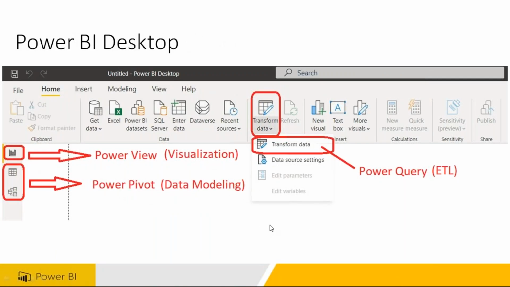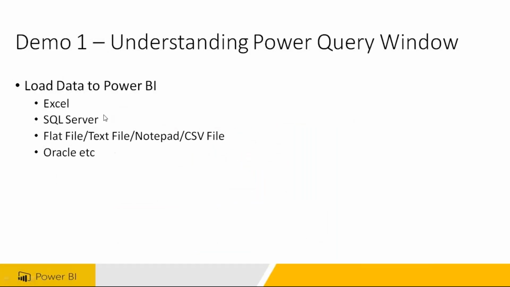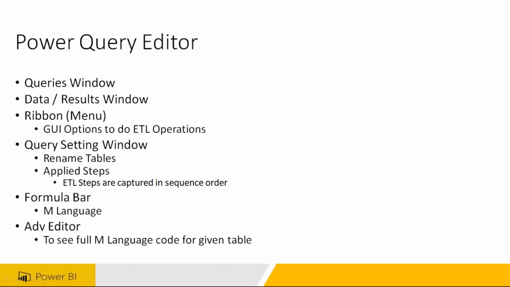So this is what we worked on: transform data, Power View, and Power Pivot. And for the next 10 days, I'll be working on this: where to click, what to click. So click on this, click on this, click on this. That opens a new window, the Power Query window. You can load the data from different sources, and you apply some steps, whatever I have applied.